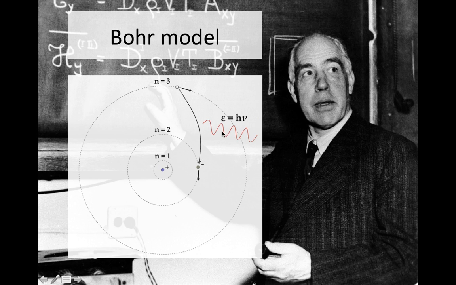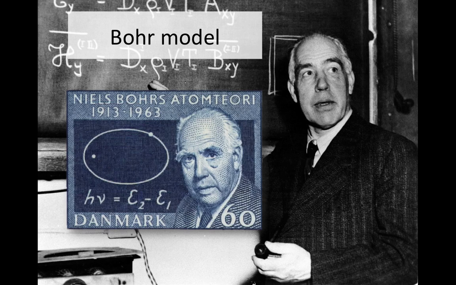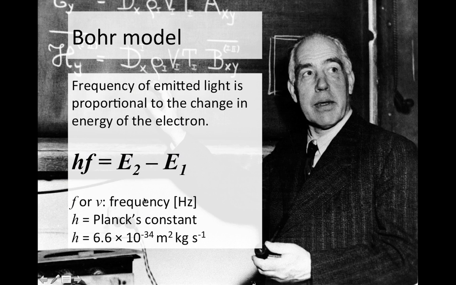The energy released equals something called Planck's constant multiplied by the frequency. That's actually not a V, that's the Greek letter nu, which is sometimes used to represent frequency. So the photon of light, the light emitted, will have a certain amount of energy, a certain amount of frequency. There's an equation so good, they even put it on a stamp in Denmark. So h nu equals the change in energy levels, E2 minus E1. So the frequency of emitted light is proportional to the change in energy of the electron.